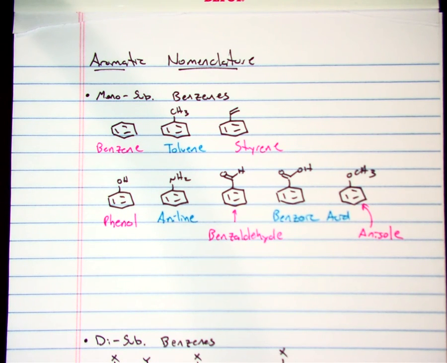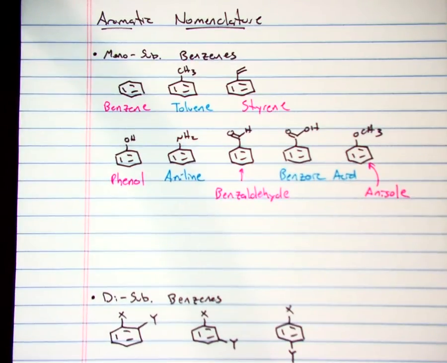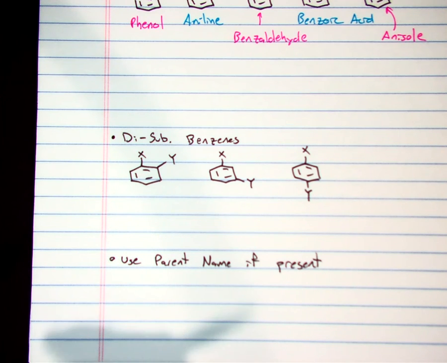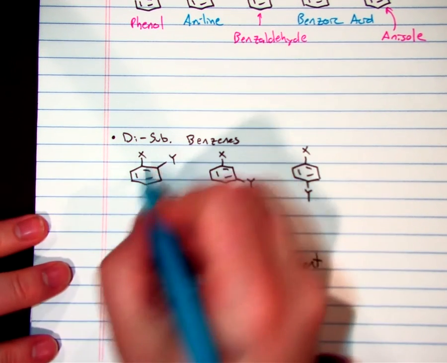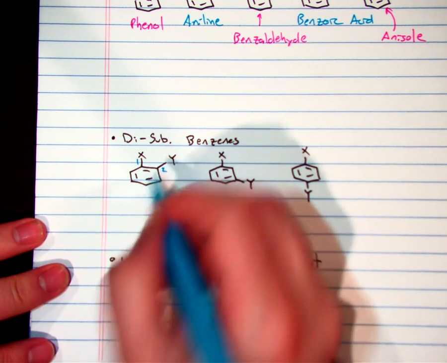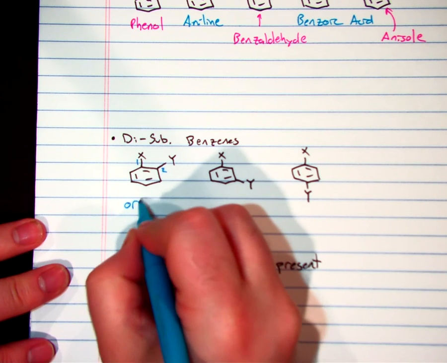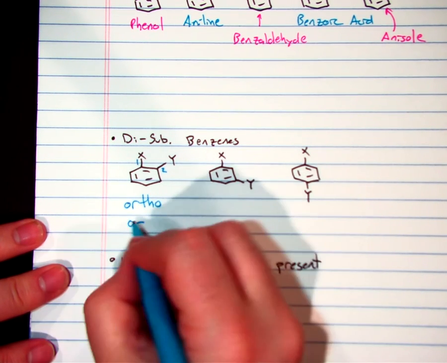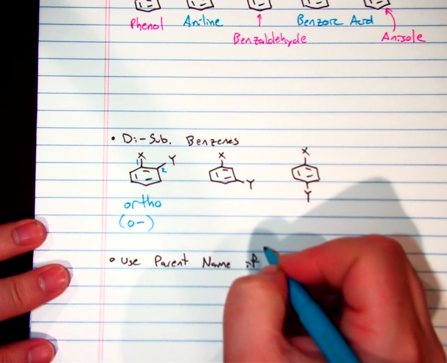It's important to know these names because we're going to be using these as special parent names for some other molecules that we see. If we have a di-substituted benzene system, there's some nomenclature that we need to be aware of in these cases as well, and we've already seen these names before. If we have a 1-2 relationship between the groups, we would say that those two groups are ortho to each other, and we can use this ortho designation at the front of our name.